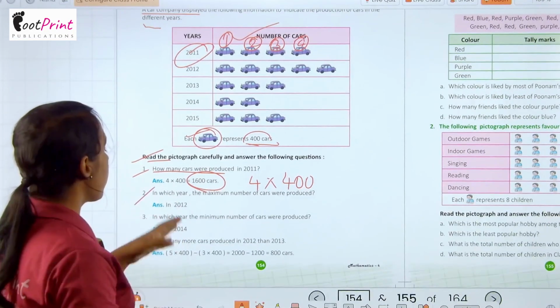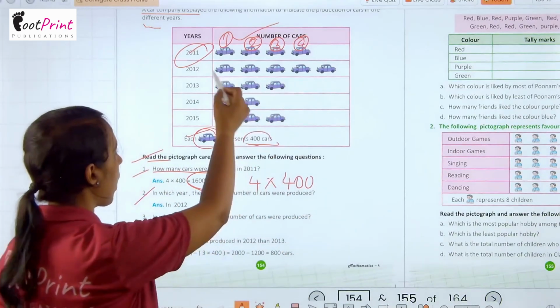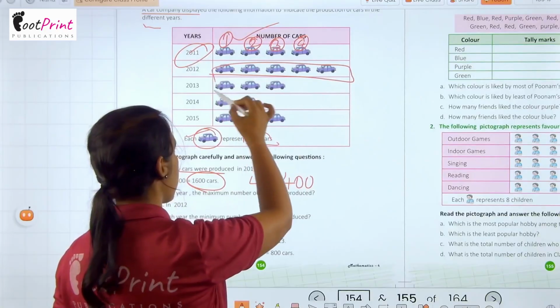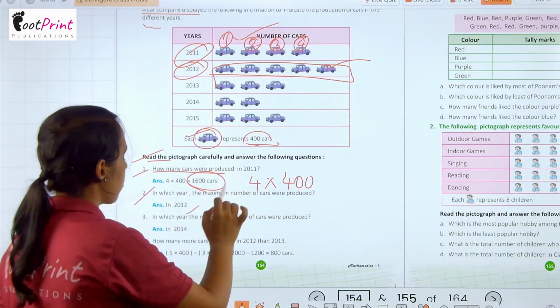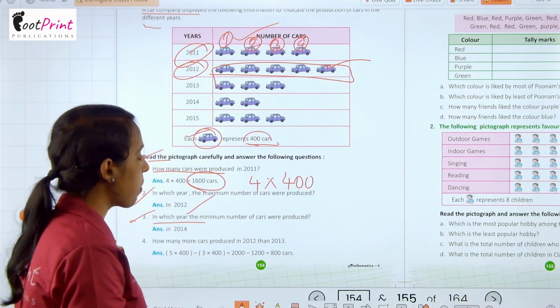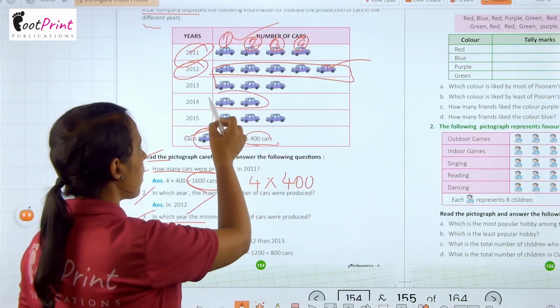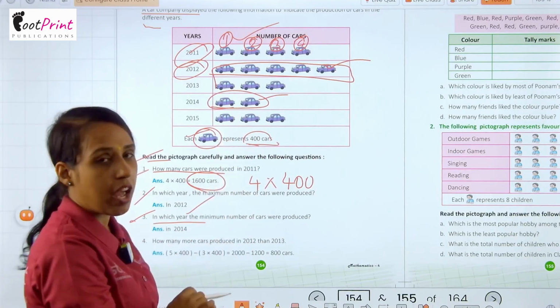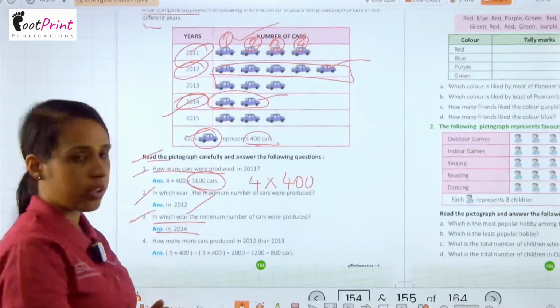Question number 2: in which year was the maximum number of cars produced? By seeing the picture, you can see here we have the maximum number of cars. So the answer is 2012. Next, in which year was the minimum number of cars produced? Here by seeing only we can say that the least number of cars were produced in 2014.